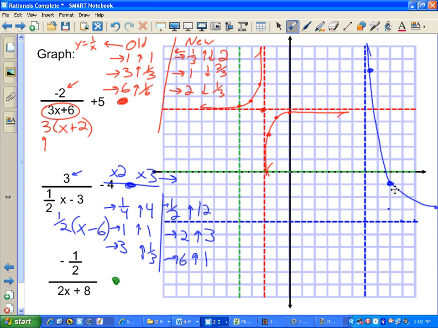So over 1/2, down 12, which would be way down there. Over 2, down 3, over 6, down 1. So I've got this. This would be down here. This would come up and approach my asymptote.